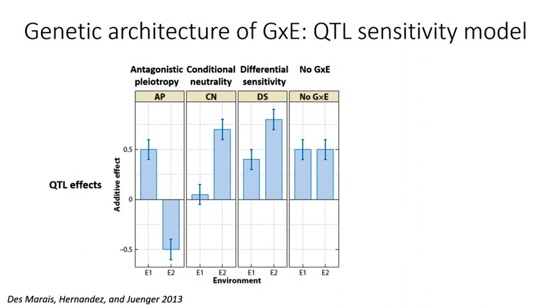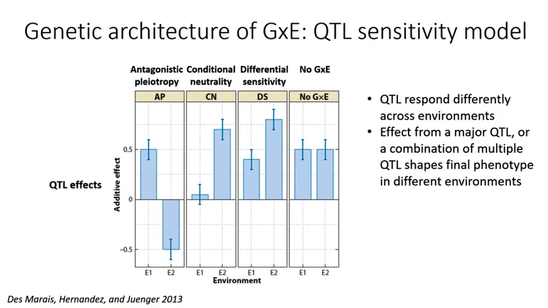And there are also cases where the effects have different sizes in two different environments. We call that differential sensitivity. And there are also cases when there's no G by E. Of course, the effect for those QTL would be equal in those environments. And so, from this, we would know that QTL respond differently across different environments, and the effect from a major QTL or a combination of multiple QTL can shape the final phenotypes in different environments.